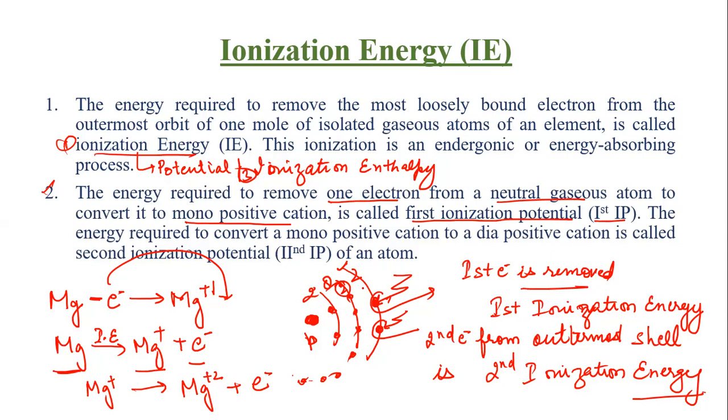So by giving first ionization energy, we convert any element into a monopositive cation, and by giving second ionization energy, we convert any atom into a dipositive, or you can say divalent cation. Got it? The divalent part, you know what is divalent, what is monovalent? No, I haven't heard of this name. Yeah, that is what I am saying.